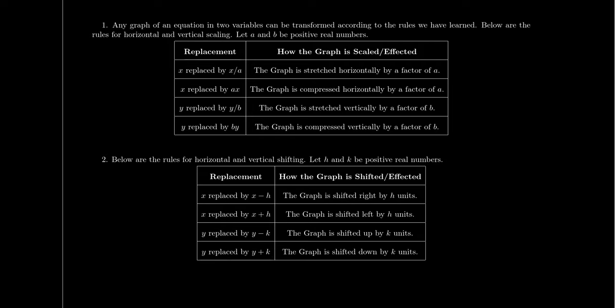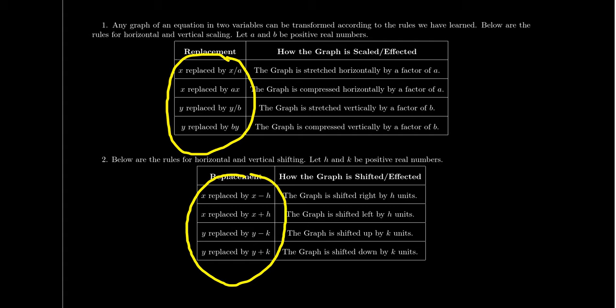And so this right here provides us a generalized notion of graph transformations. How do we transform a graph defined by an equation involving x and y's? Well, to shift it, you'll replace the variable with that variable minus a number. If you want to stretch it, you'll replace a variable with that same variable divided by a number.